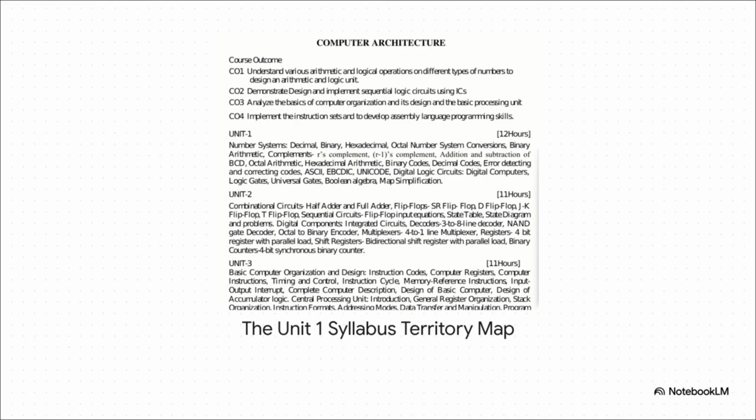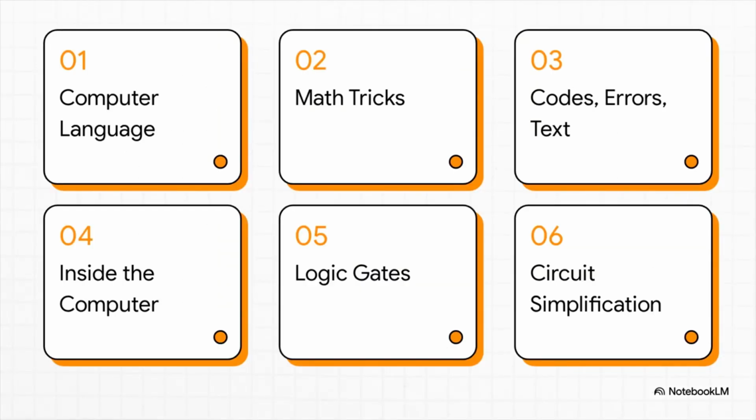This beautifully outlines our entire journey for Unit 1. We're going to travel all the way from basic number systems like decimal and binary, right down to the physical digital logic circuits that actually power our machines. Think of this explainer as your map of the territory. By the time we're done, you'll know exactly how all these seemingly disconnected pieces snap together to form the true foundation of computer architecture. So here is our roadmap for today.